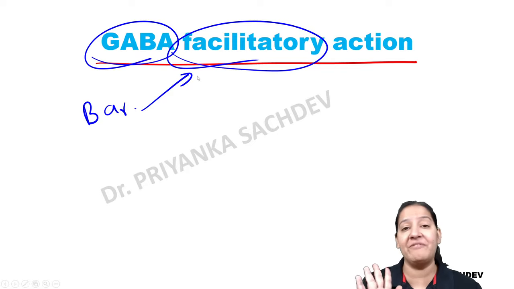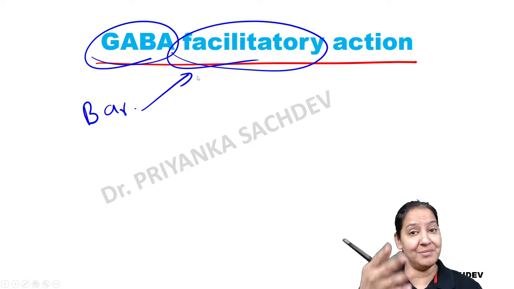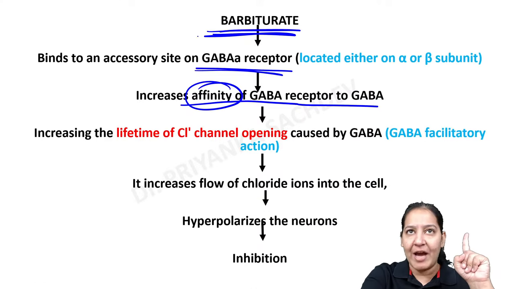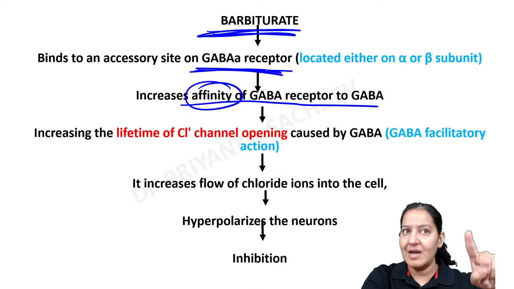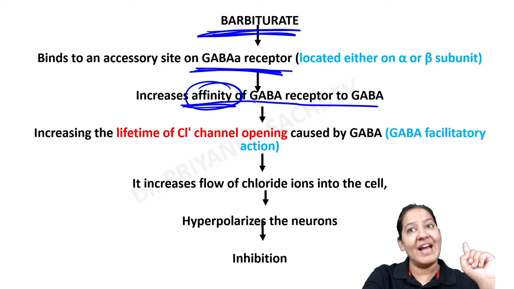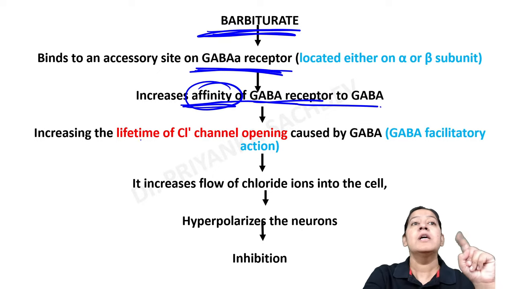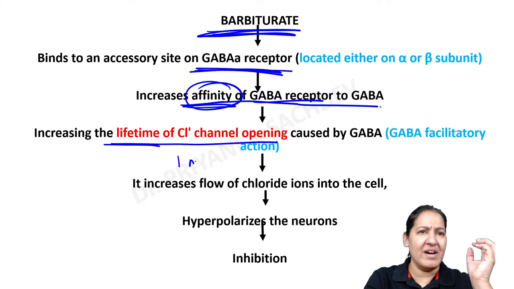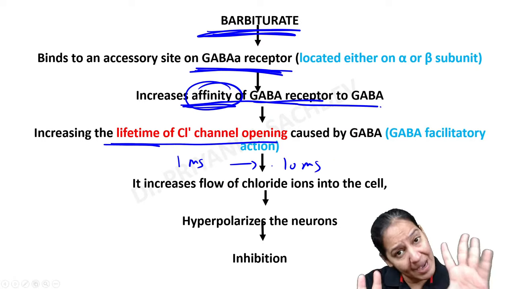I tried to get it simplified. If you read directly from KDT, everything will be a bouncer for you. But now you will get it. So if you give a tablet of barbiturate, it will go on the GABA receptor. It will increase the affinity of natural GABA for the GABA receptor. So it increases the lifetime of chloride channel opening. Instead of, for example, 1 millisecond, it is opening for 10 milliseconds. It is not the exact time, just for example, I am telling you.